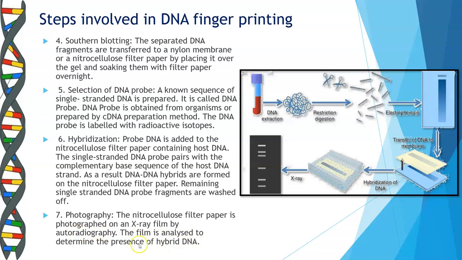The film is analyzed to determine the presence of the hybrid DNA. So these DNA probes, as you know, are radioactive. So on an X-ray plate, the places where they bind show such an image, where autoradiography is done and the bands are observed.